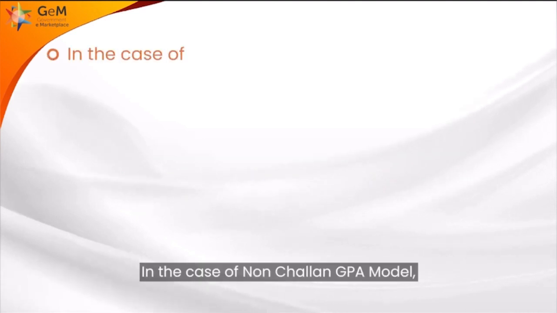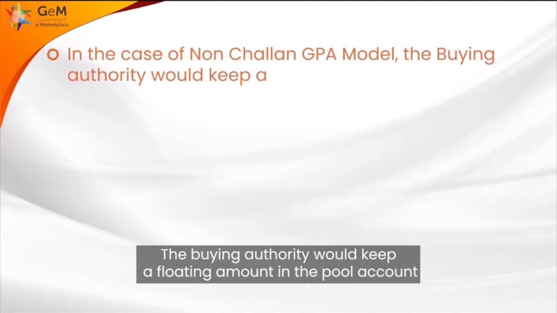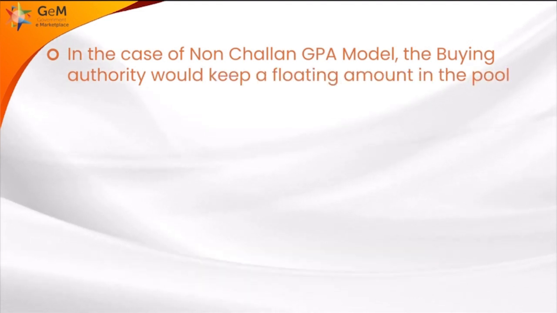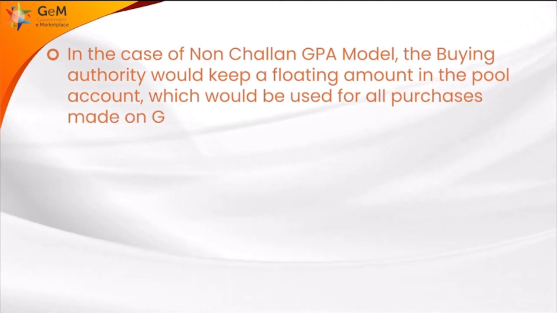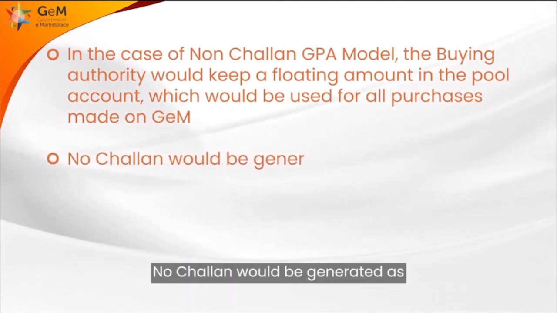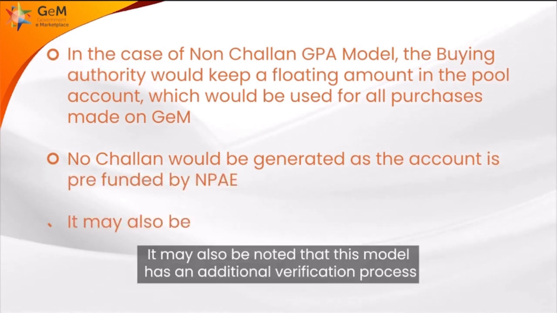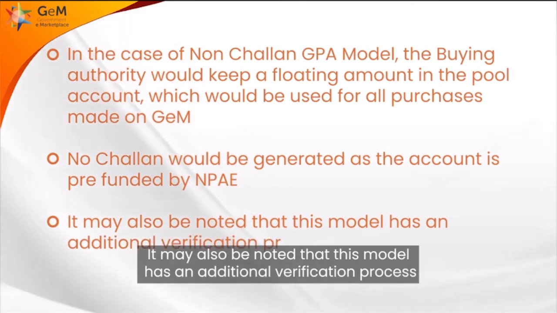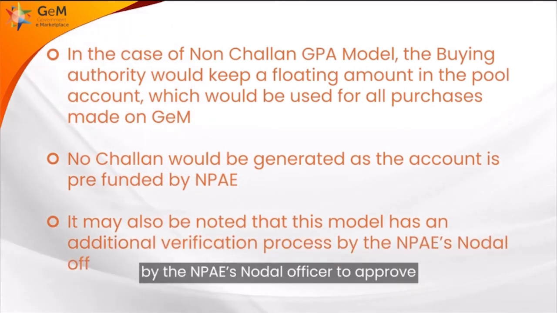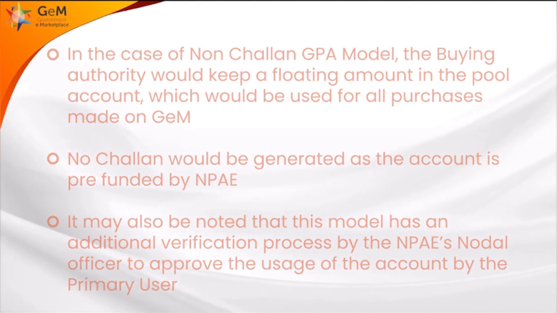In the case of non-Challan GPA model, the buying authority would keep a floating amount in the pool account, which would be used for all purchases made on GeM. No Challan would be generated as the account is pre-funded by NPAE. It may also be noted that this model has an additional verification process by the NPAE's nodal officer to approve the usage of the account by the primary user.